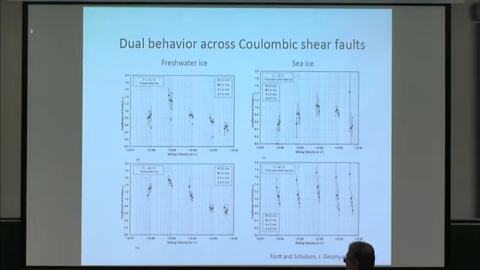The blue points here are meant to be the freshwater ice, smooth surfaces. Of course, the roughness, owing to a coulombic shear fault of the order of a millimeter, is going to raise the coefficient of friction somewhat, and that's why you see it somewhat higher.